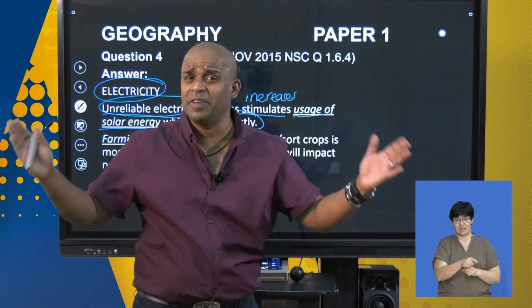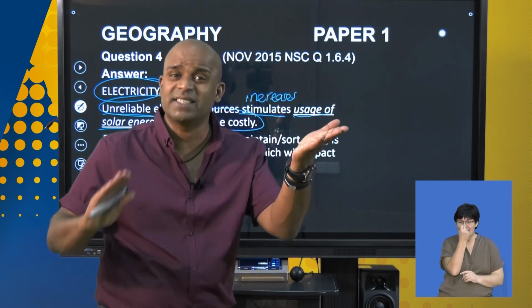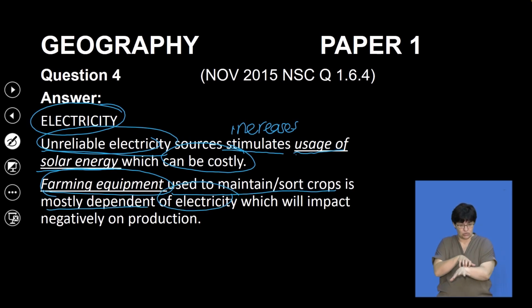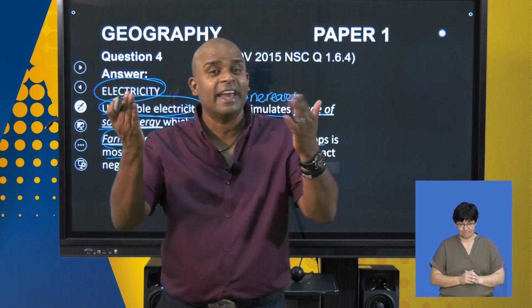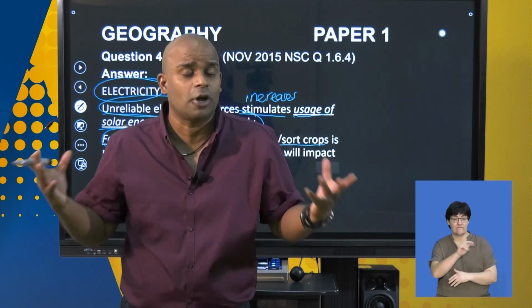Can you see the impact of a Vaal River that is polluted? It has ramifications, it has impacts beyond. So you need to understand in terms of costs as well as electricity supply. Farming equipment used to maintain crops will mostly be dependent on electricity, which will impact negatively on production. So we're talking about a central idea, the negative impact of pollution along the Vaal River if it's not maintained.